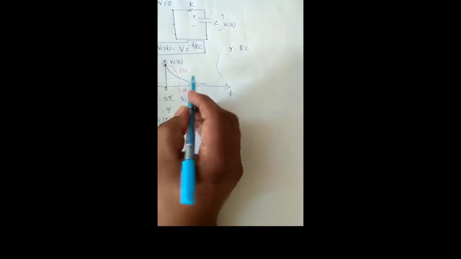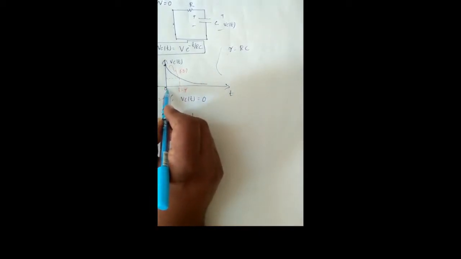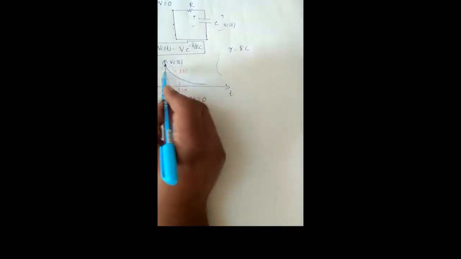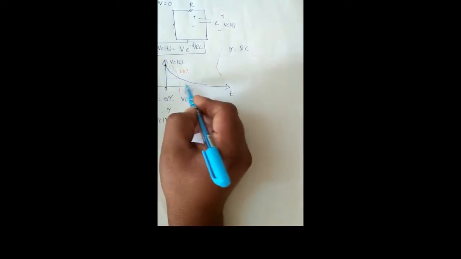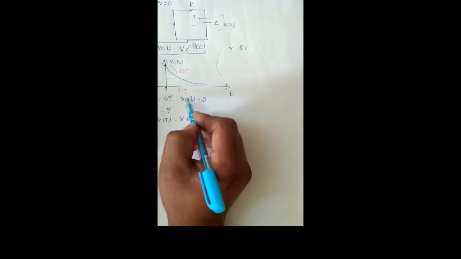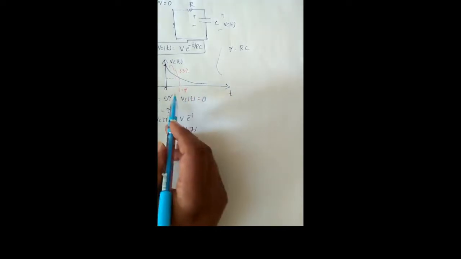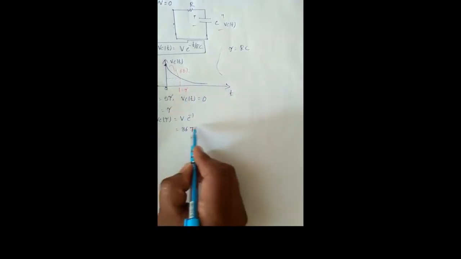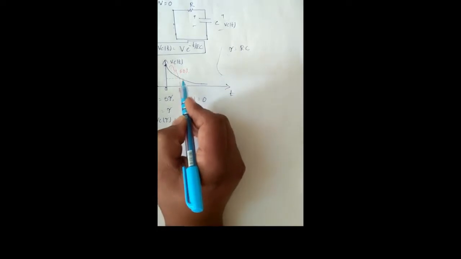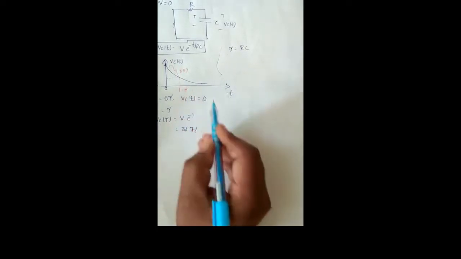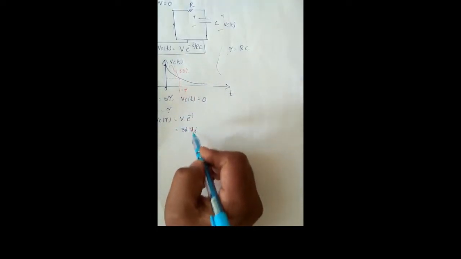Okay, first of all, initially at t equal to 0 instant, the voltage across the capacitor Vc(t) equals V. Similarly, we are substituting at t equal to tau seconds. At that time, the discharging capacitor voltage Vc(tau) equals 36.7%. It means that at t equal to tau seconds, the capacitor has 36.7% of the voltage.